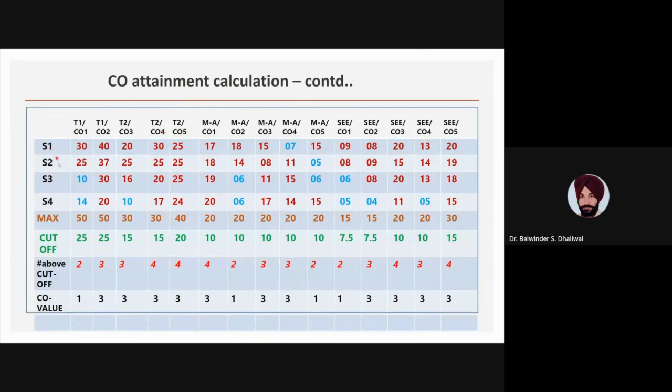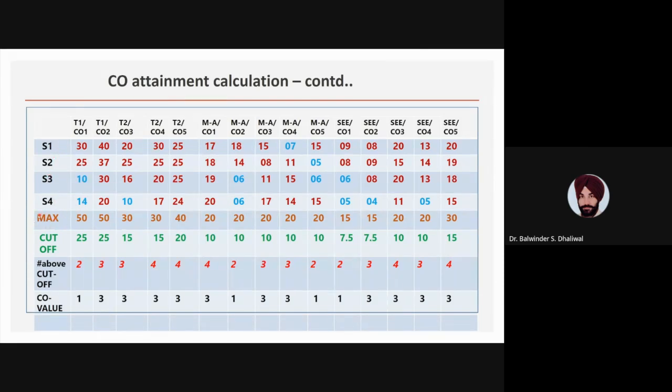Then S1, S2, S3, S4 are basically notations to show the students. First student S1, second student S2, S3, S4. If there are 10 students, we'll go up to S10. If there are 50 students, we'll go to S50. Actually, we write the roll numbers, so we can write the roll numbers or names of the students here, right?